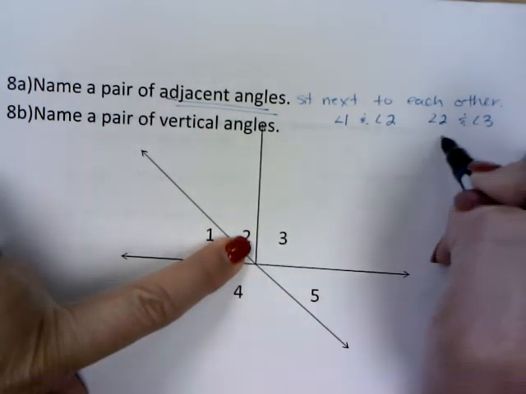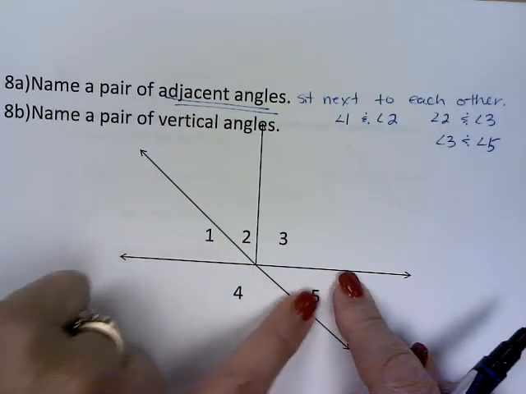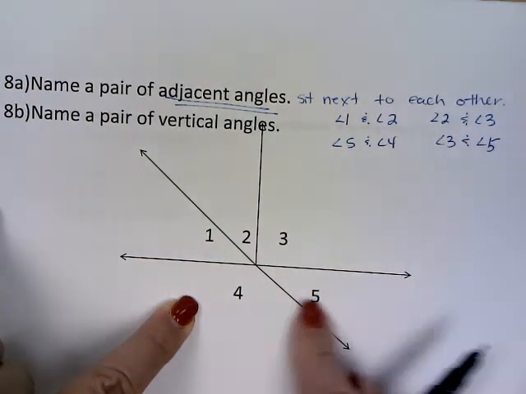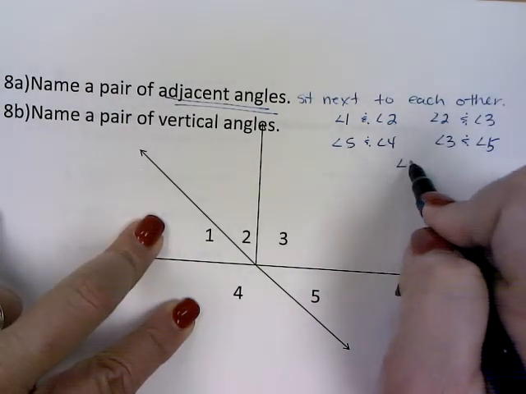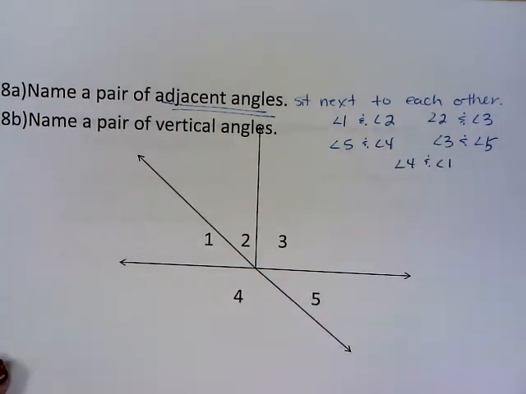Angle 3 and angle 5, they're adjacent. Angle 5 and angle 4, they're adjacent. Angle 4 and angle 1 are adjacent. Adjacent angles have no congruence or anything whatsoever. They just sit next to each other. That is it.